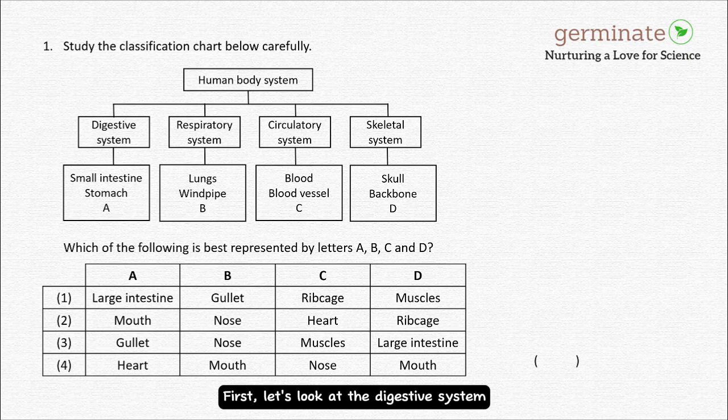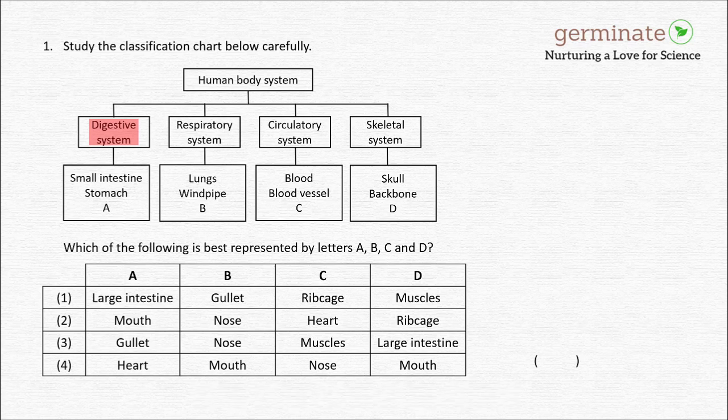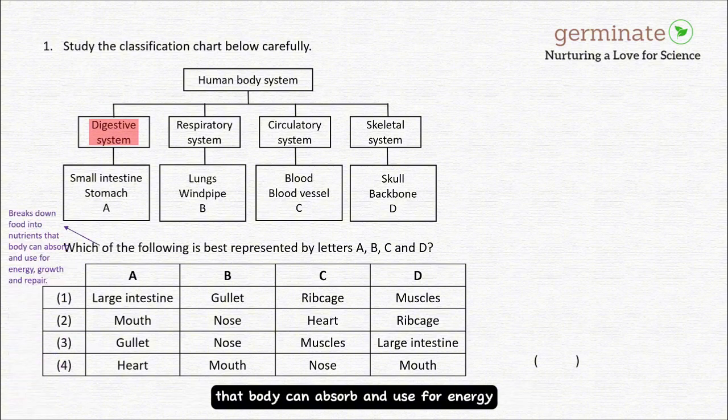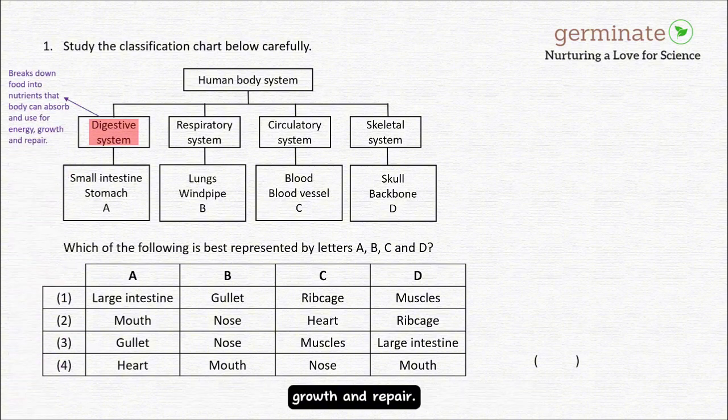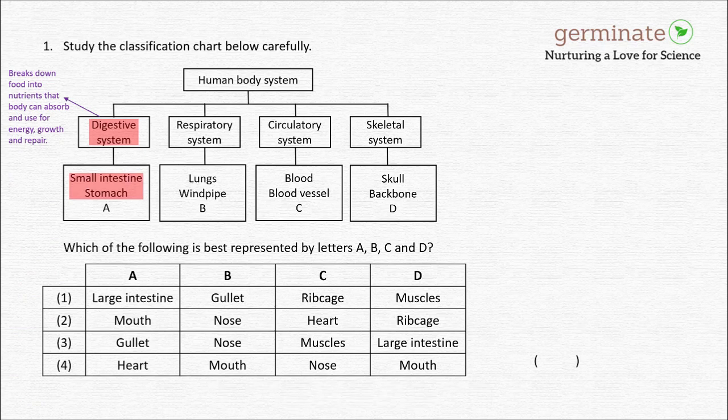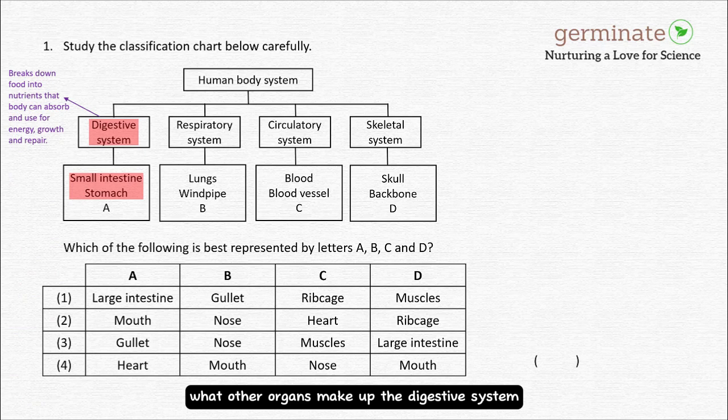First, let's look at the digestive system. Can you recall what is the function of the digestive system? The digestive system breaks down food into nutrients that the body can absorb and use for energy, growth, and repair. From the diagram, the small intestine and stomach are listed as organs under the digestive system. Do you know what other organs make up the digestive system that could be labeled as A? They include the mouth, gullet, large intestine, and anus.